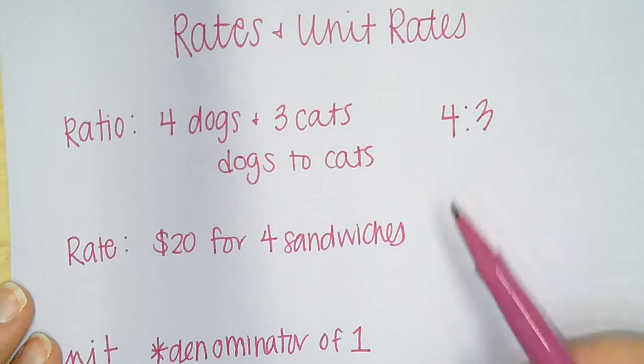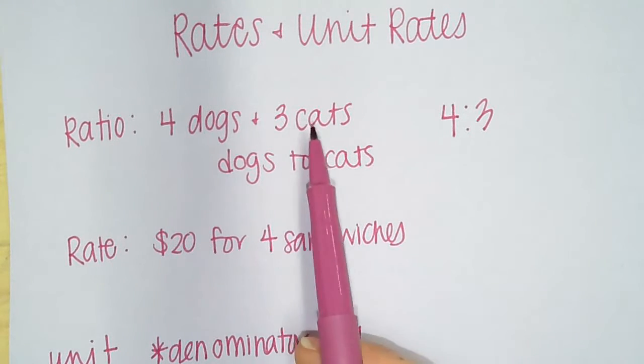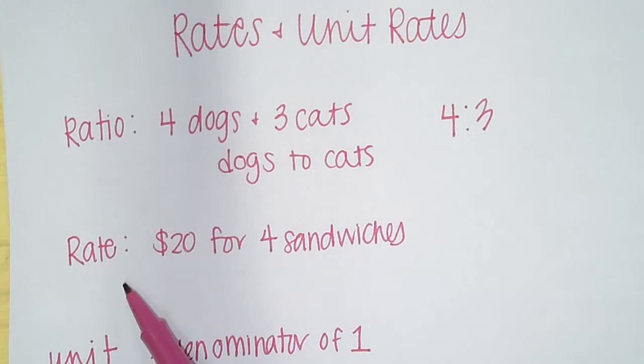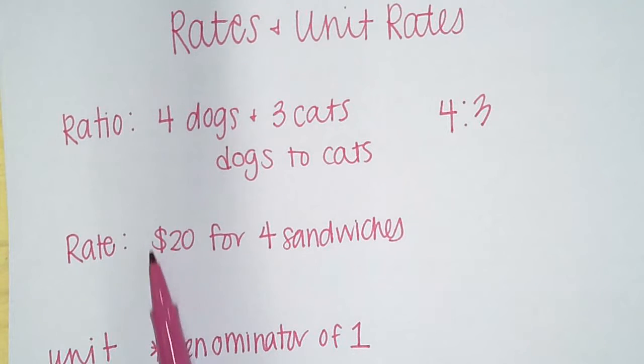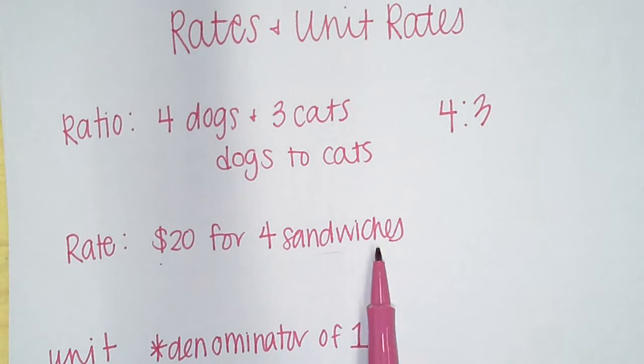Okay. A rate is a more specific ratio. And here we are comparing two quantities that have different units. Dogs and cats are similar, right? They are animals, so we're comparing those. Whereas a rate, we have dollars to sandwiches or something like that, miles per gallon, dollars per hour, all sorts of different rates, but we are comparing two different units here.